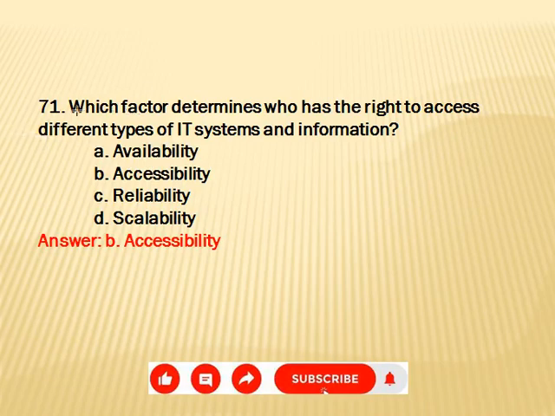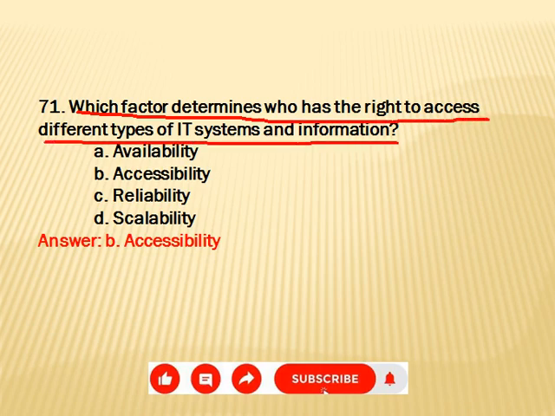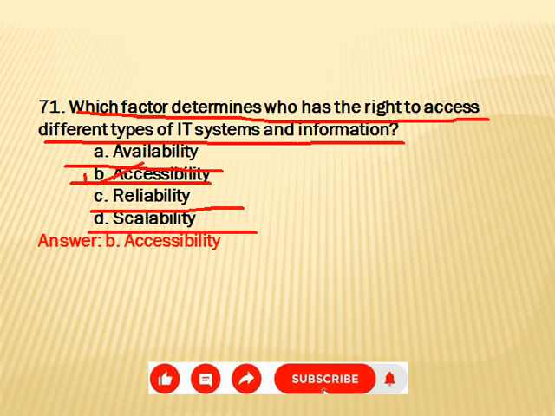Our first question is, which factor determines who has the right to access different types of IT systems and information? Given options are A. Availability, B. Accessibility, C. Reliability, D. Scalability. So your correct answer is option B. Accessibility.